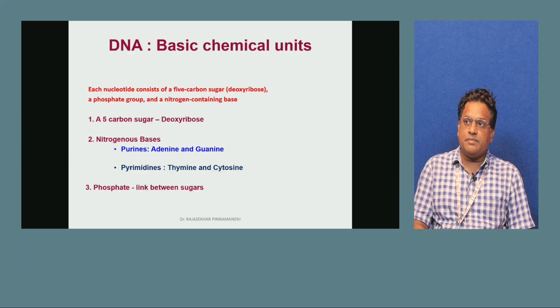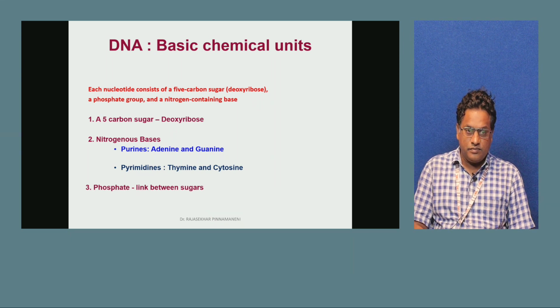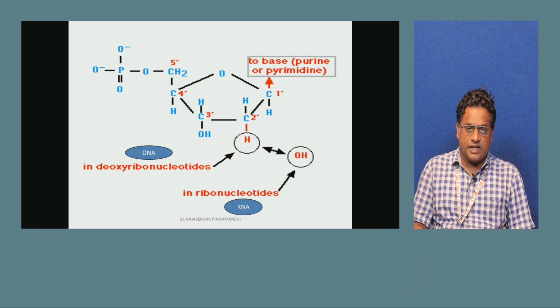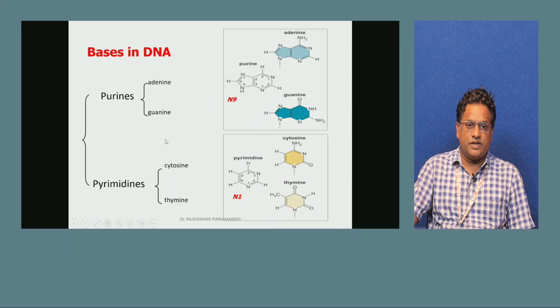So the basic chemical units: it has a deoxyribose sugar and nitrogenous bases like the purines adenine and guanine, and the pyrimidines like thymine and cytosine, and phosphate linkages. This is how it is arranged, what you call a nucleotide. Then you have the structure of the DNA. Simply, you have a sugar, a nitrogenous base and a phosphate, and they make a sugar phosphate backbone.